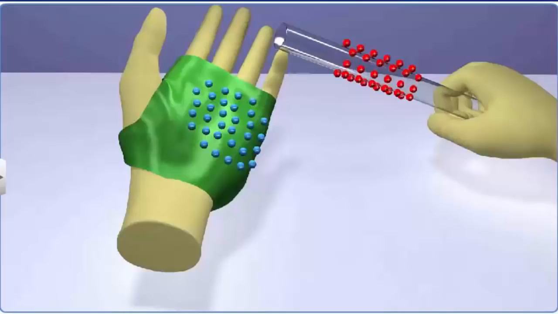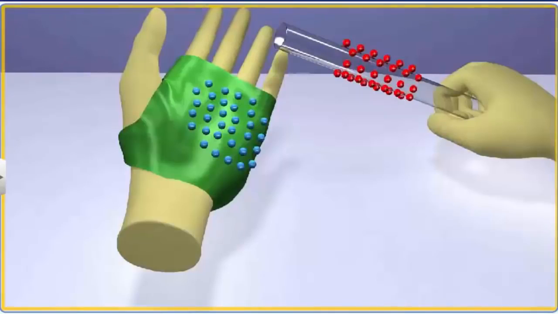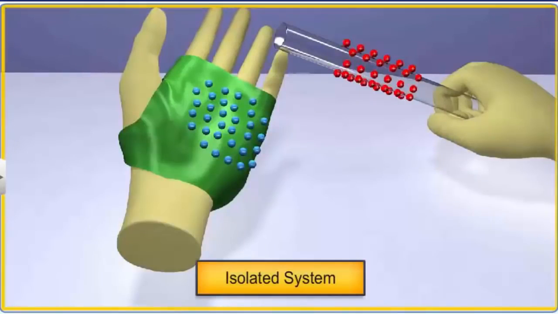The number of electrons lost by the glass rod is equal to the number of electrons gained by the silk cloth. If we consider the glass rod and silk cloth as an isolated system, then the total charge of this system before and after rubbing remains the same. Therefore, we can conclude that the total charge of an isolated system is always conserved.